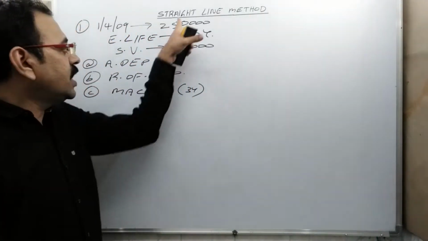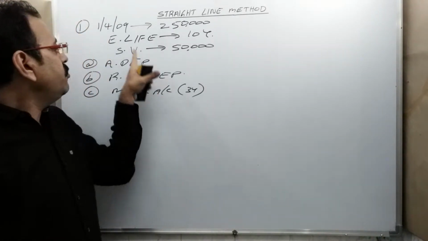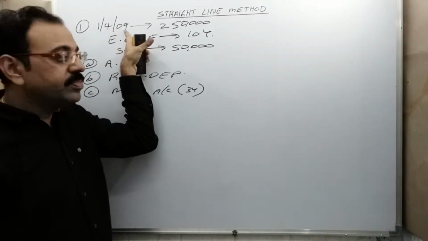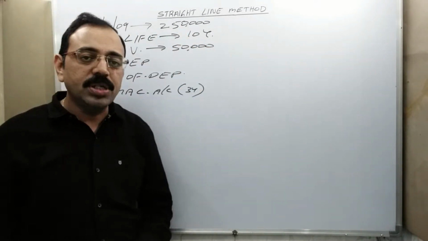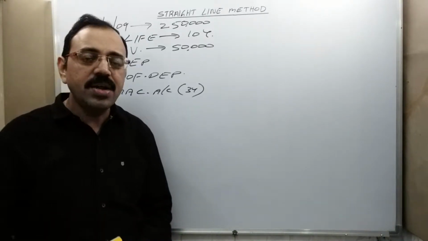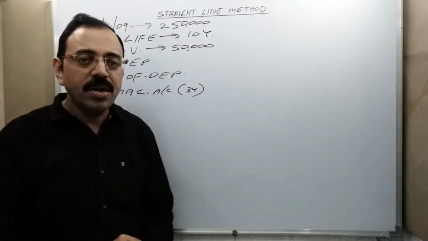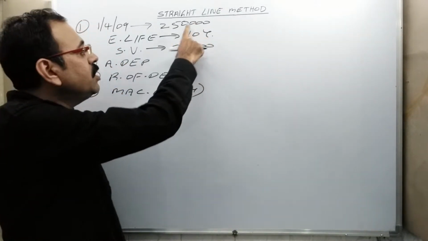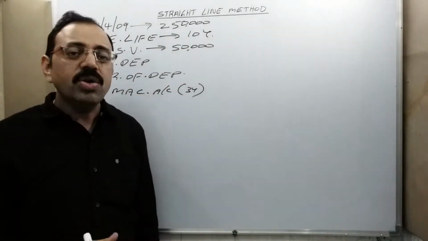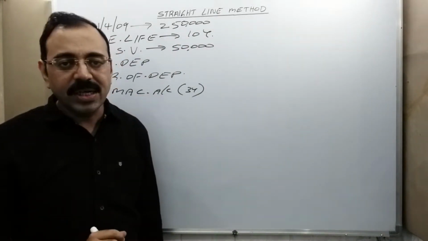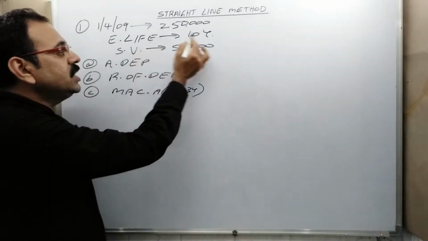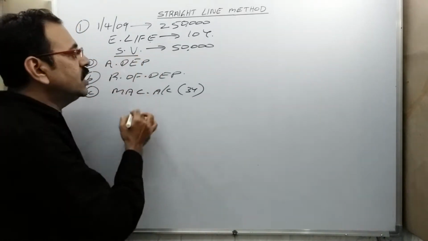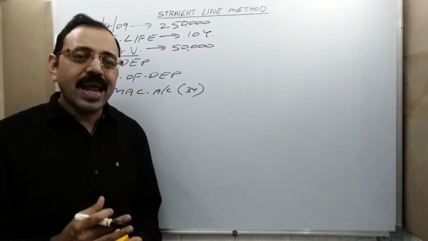See, let us understand this problem. A firm purchased one machine on 1st April 2009 for 2,50,000 rupees. So machine comes under fixed asset. So we have to provide depreciation on that, and cost of the asset is 2,50,000 rupees. And that machine has a temporary life now. So for 10 years we can use this asset. Life of the asset is 10 years. We are estimating like that. And scrap value of this asset is 50,000 rupees. What is meant by scrap value?